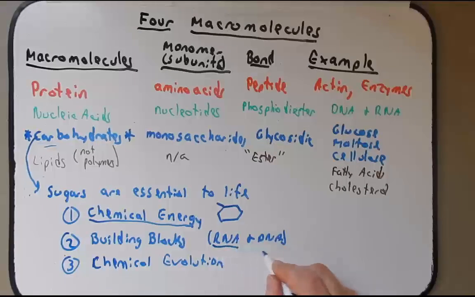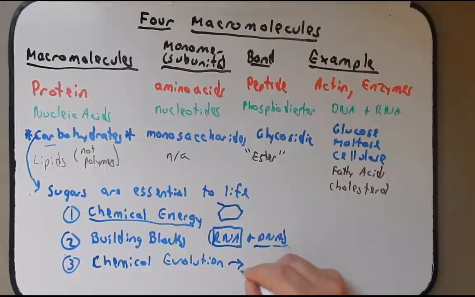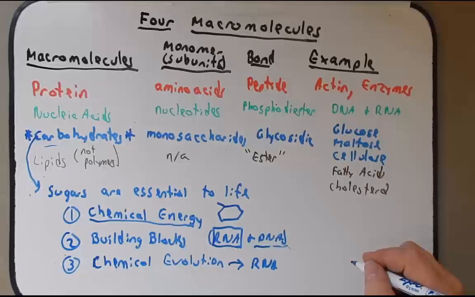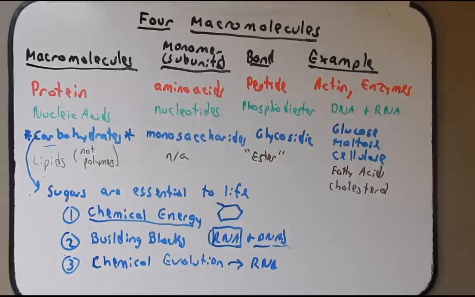We couldn't have had RNA and DNA without chemical evolution. And in particular, we should think about RNA, since we do think about RNA as being that first molecule in early life that was able to act as an enzyme and able to act as a vehicle for inheritance.